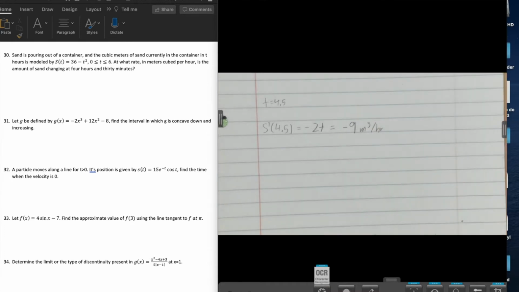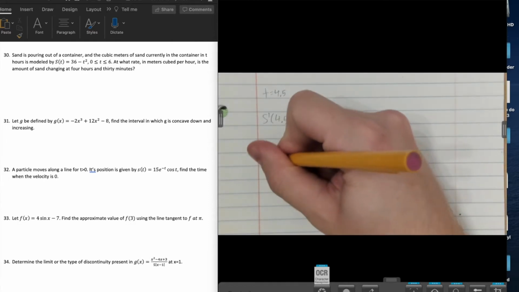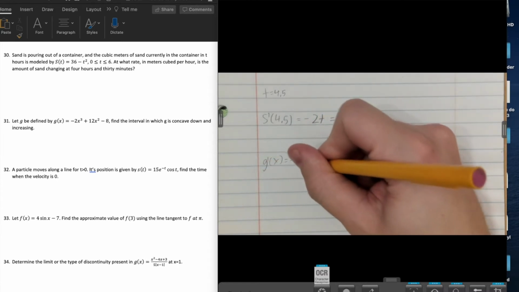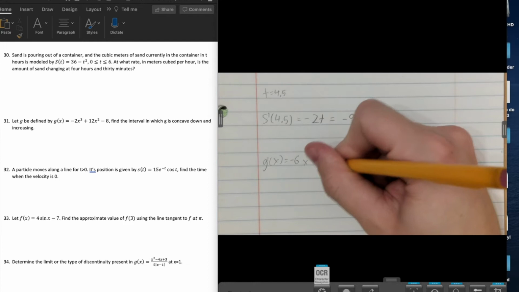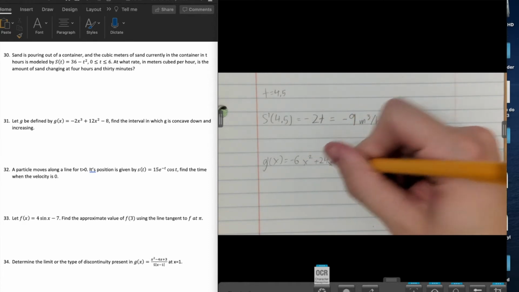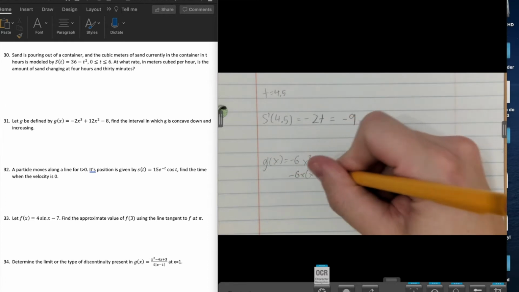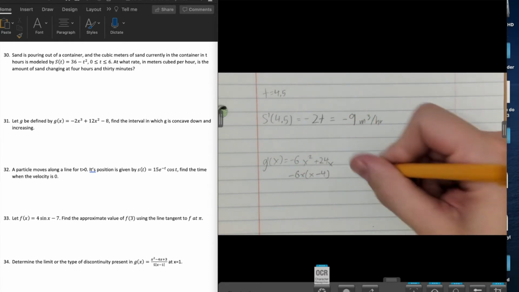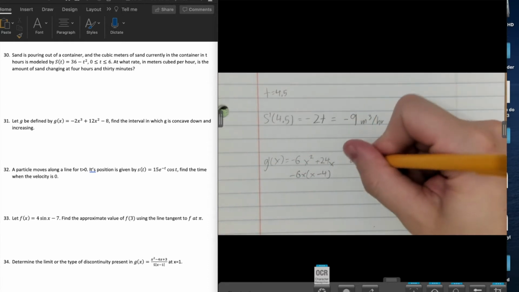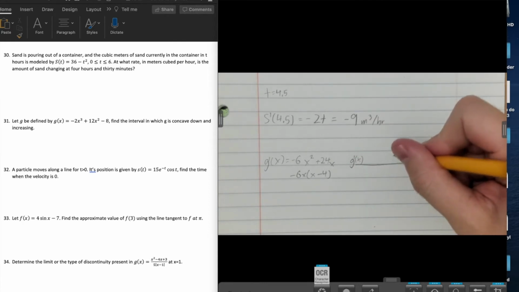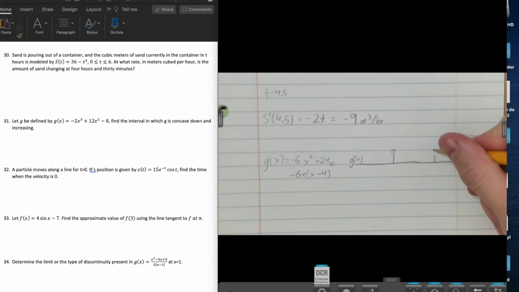And now we want to find where a graph is concave down and increasing. So first let's take care of the increasing part, because that means we're going to need to know g prime, which is negative 6x squared plus 24x. And let's factor that out. We can take out a negative 6x, and we'll be left with x minus 4. So g prime, its important values are at 0 and at 4.